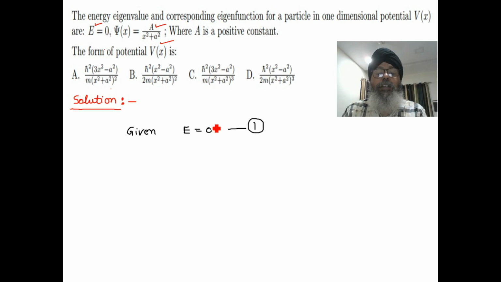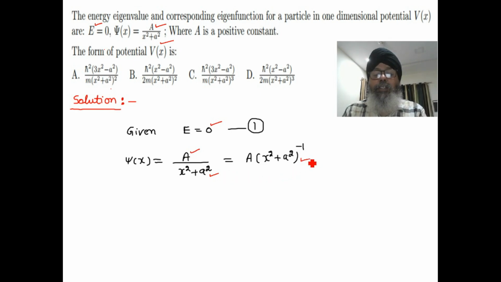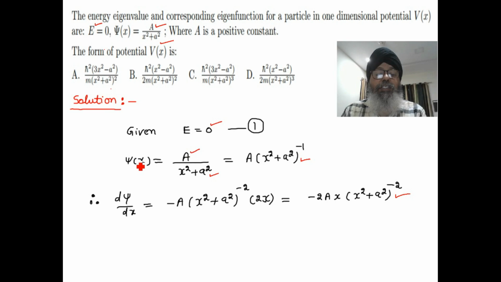Since E is given to be 0, we take it as equation 1. So the wave function psi is given to be this, and this capital A and small a are constants, so we can write the wave function like this. Let us now differentiate psi with respect to x. On differentiating psi with respect to x, we will get this expression.